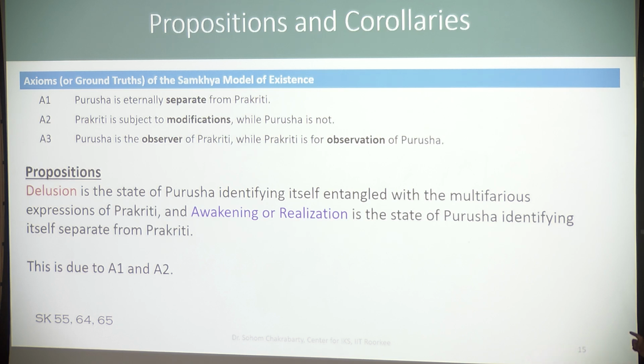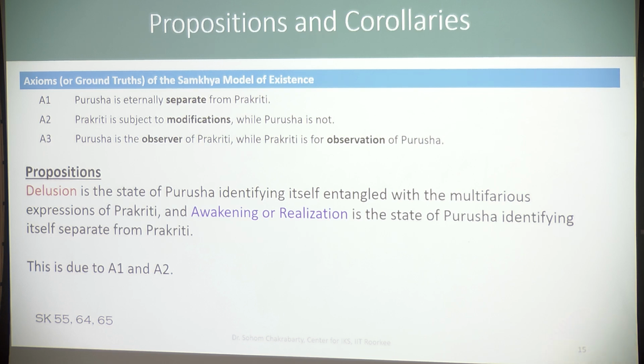Entangled with the multifarious expressions of Prakriti, and when it realizes that it is actually separate, then we can term that realization. This is due to A1 and A2. A1 is saying it is separate, and A2 is saying that Prakriti is subject to modifications while Purusha is not. So if Purusha thinks that it is subject to modifications, it is a delusion. When Purusha understands that it is separate, it is an awakening.